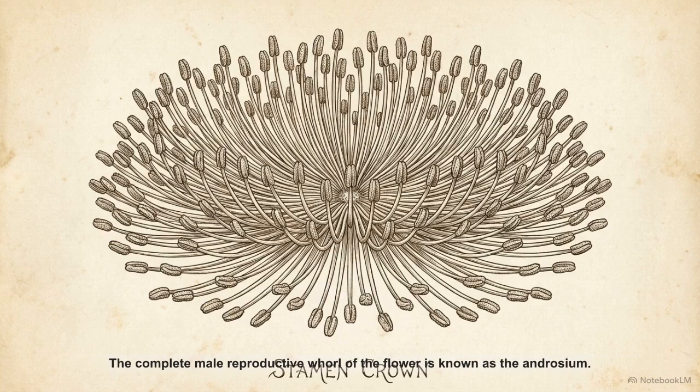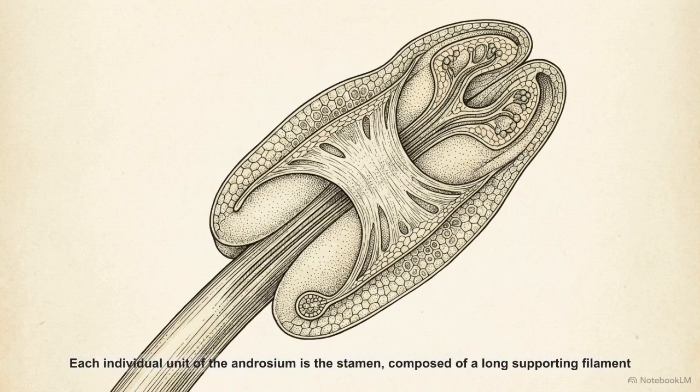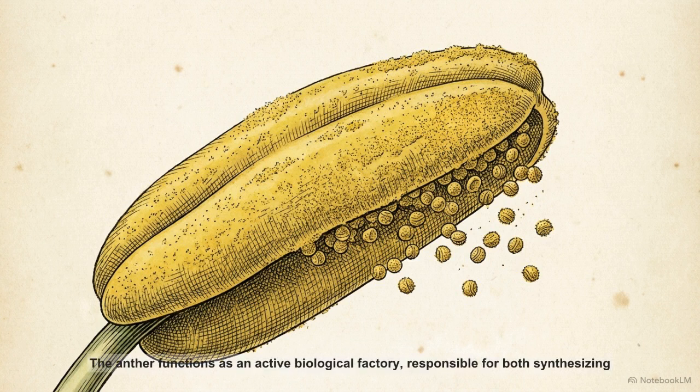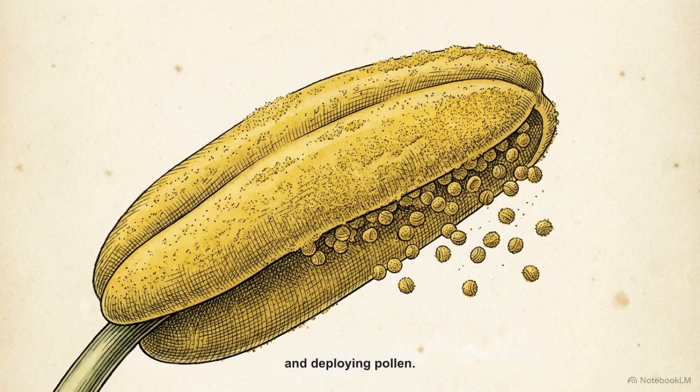The complete male reproductive whorl of the flower is known as the androecium. Each individual unit of the androecium is the stamen, composed of a long supporting filament and a terminal structure called the anther. The anther functions as an active biological factory, responsible for both synthesizing and deploying pollen.